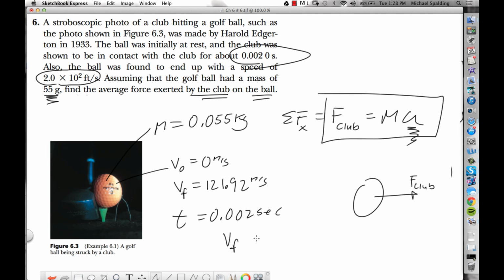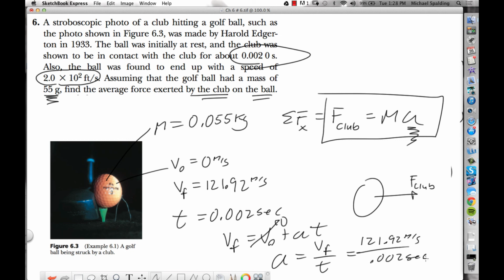You go V final equals V initial plus at. V initial is 0. So a is going to be V final over t, which is 121.92 divided by 0.002 seconds. So whatever this comes out as, plug it in there for a. You've got your m. That'll give you the exact same answer, 3,352.